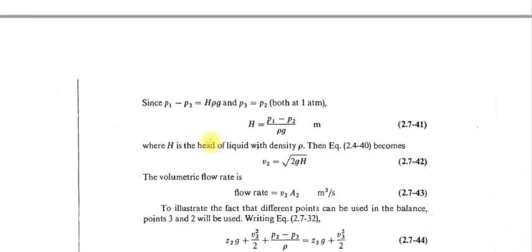So P1 minus P3 equal to H rho g. Okay, so P1 by rho minus P3 by rho equal to Hg. So this is the Bernoulli equation, and when you write this equation, it comes out that P1 minus P3 equal to H rho g. So this is the Bernoulli equation between point 1 and 3.